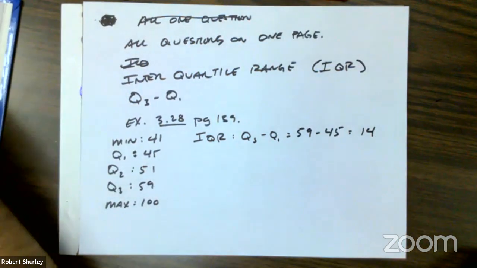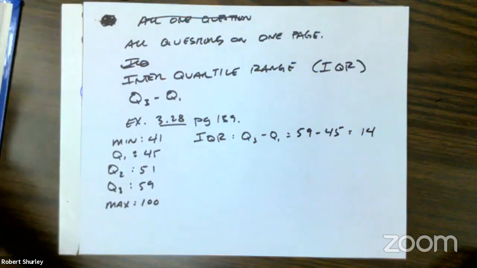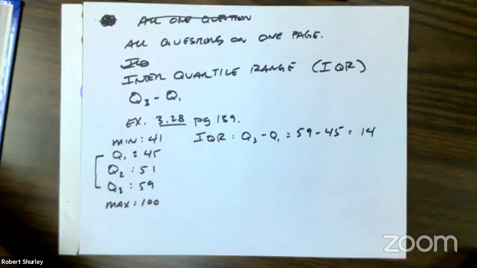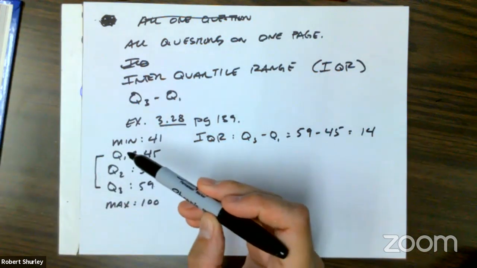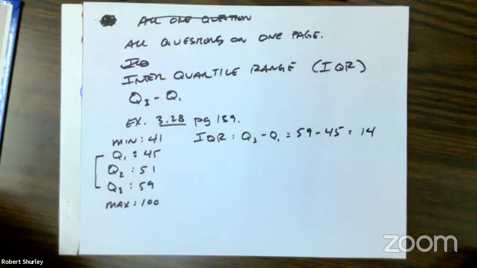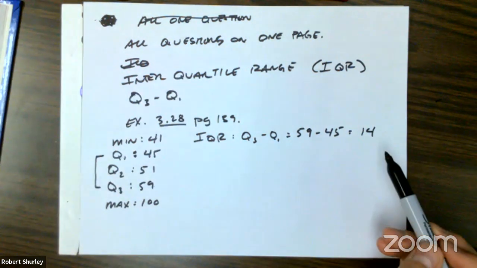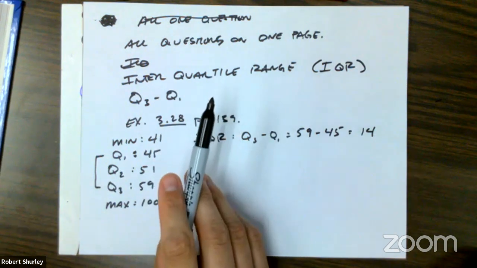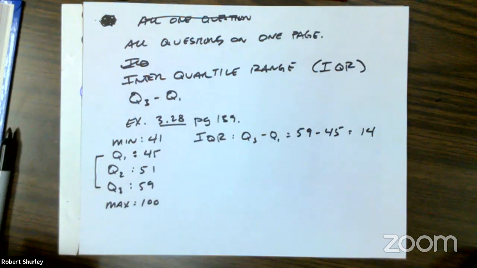That just tells us the number of units that encompasses the middle 50%. I mean, we know 50% of our data lies between Q1 and Q3. These are the 25%, 50%, 75%. So the middle 50% of our data lies across 14 units. Now, if I want to find outliers, I don't know who developed this, and I'm sure it was just somebody that was sick of not having a rule, and they wanted to make a rule for outliers.